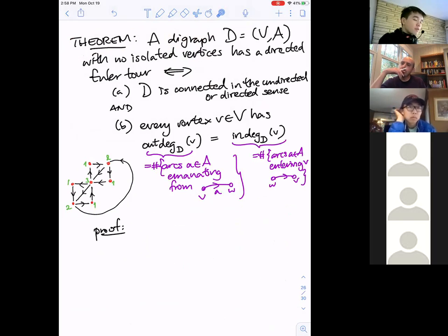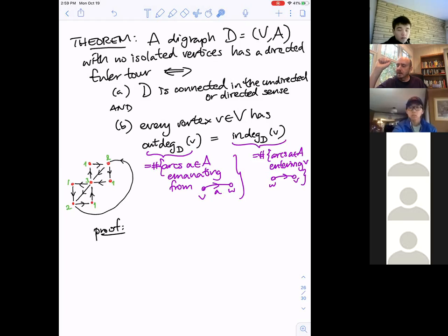You can prove the forward direction pretty easily. To connect any two vertices, you just go along the Euler tour until you hit the vertex that you need. And then for part B, you can just think that whenever the tour visits a vertex, it goes in once and it comes out once. So every visit adds one to the in degree and one to the out degree at the same time. Oh, I see. You're thinking about why B, sorry, you're still doing the forward direction. Yeah, that's right.